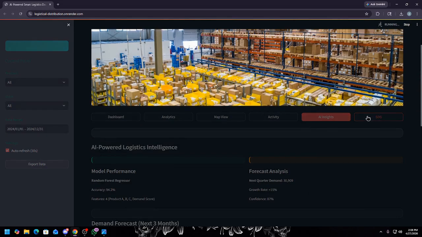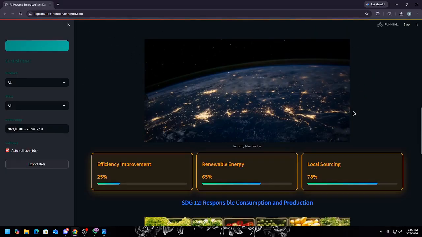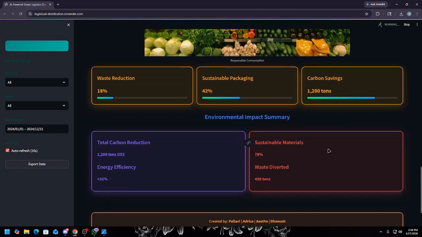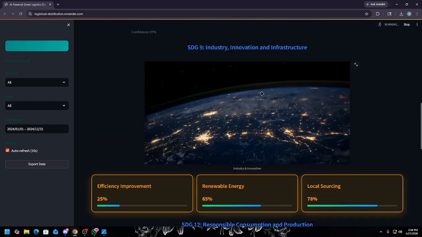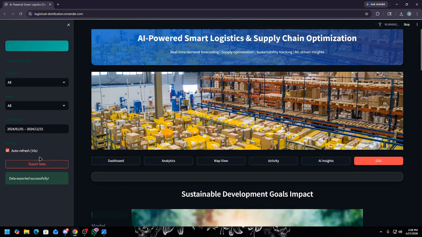And then these are our sustainable development goals. This is just a small data that helps you to see how efficient you are and how much you're locally sourcing, waste reduction, carbon dioxide saving, and a lot of information. If all of these data are being fed in real time and you want to get them out, you can just click on export data, and your data will be successfully saved into your documents or downloads respectively. From there, it will be much easier to access.